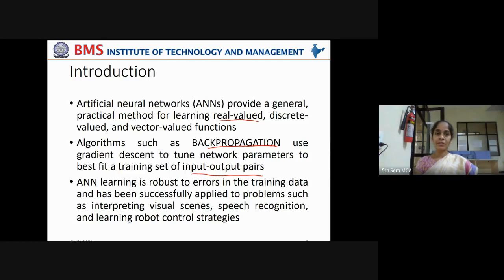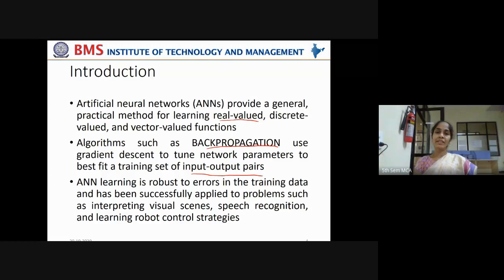Algorithms such as backpropagation use gradient descent to tune network parameters to best fit a training set of input-output pairs, right? And ANN learning is robust to errors in the training data. Though there is noise in the training data, though there are errors in the training data, still ANN is not quite deviating with such kinds of noise in the data. It is very robust to such errors in the training data and has been successfully applied to problems such as interpreting visual scenes, speech recognition, and learning robot control strategies.